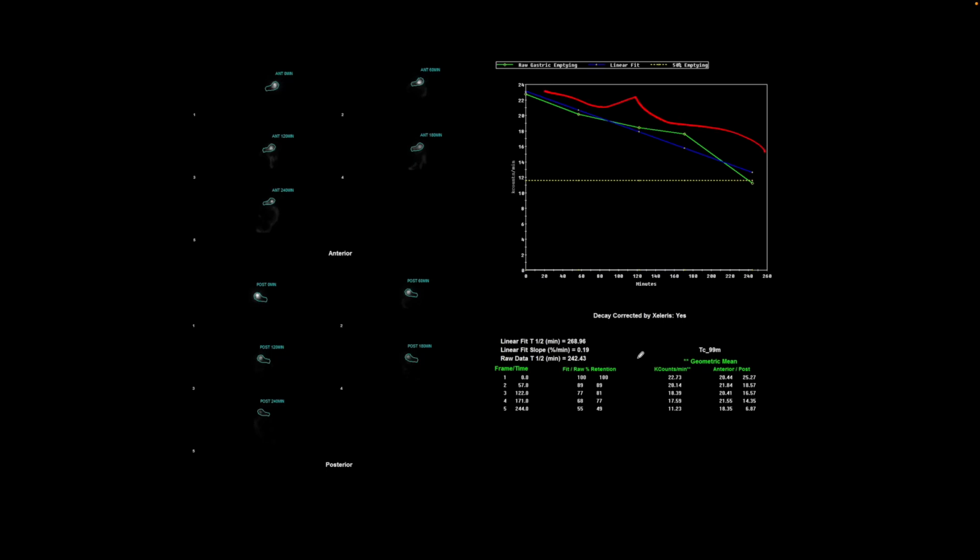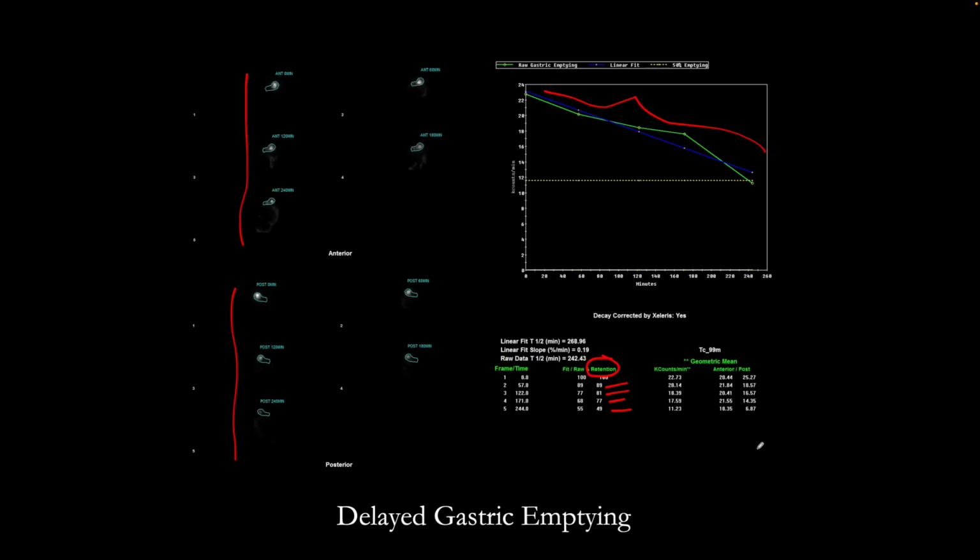So after the technologists process the study, they will send you this image where the anterior images are shown, the posterior images are shown at different time points, and then the most useful information is right here, percentage retention at different time points. So at the end of 1 hour or 57 minutes, 89% is retained. Then at 2 hours, 81% is retained. Then at 3 hours, 77%. And then at 4 hours, 50% is still in the stomach. So this is a pretty abnormal study.